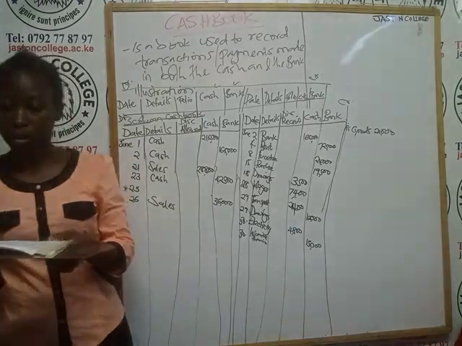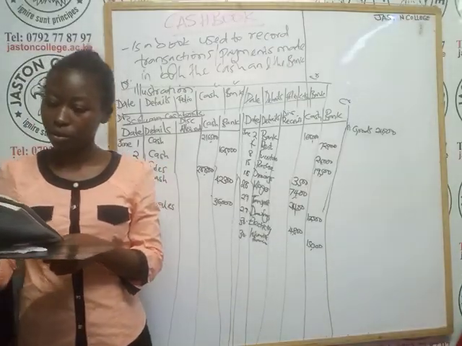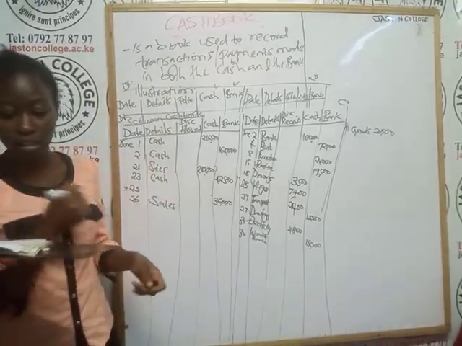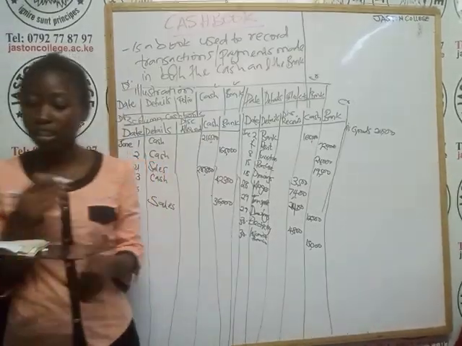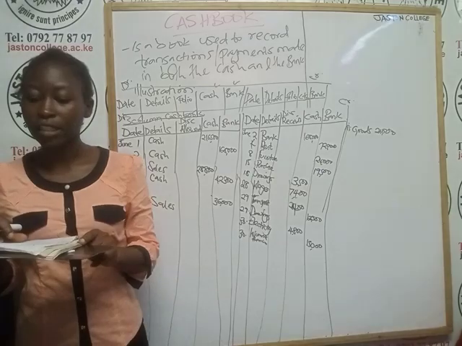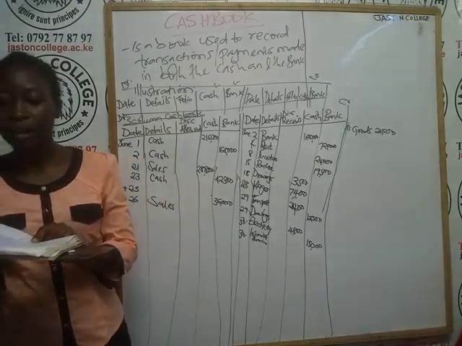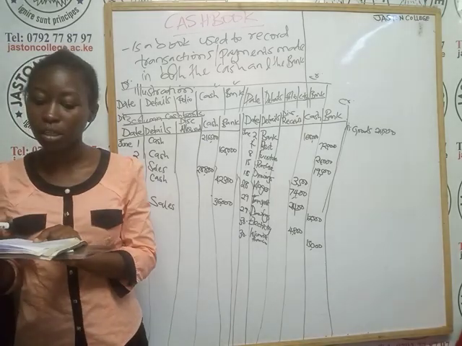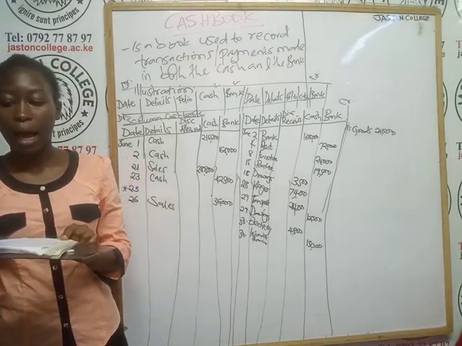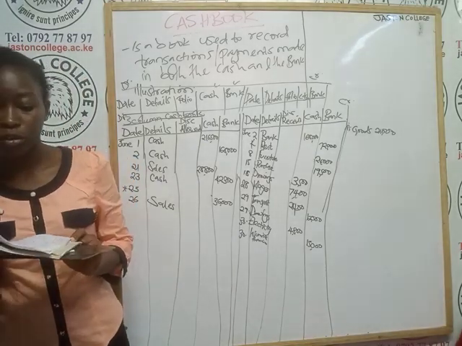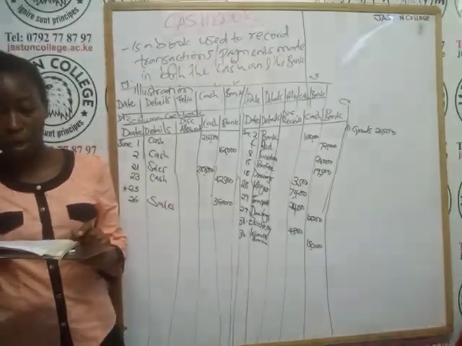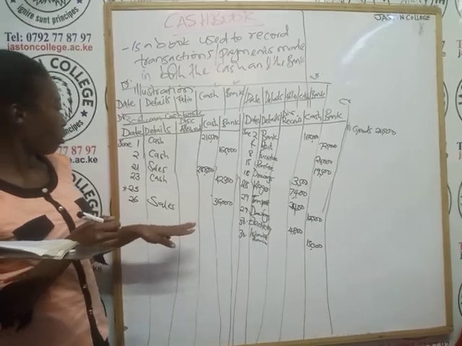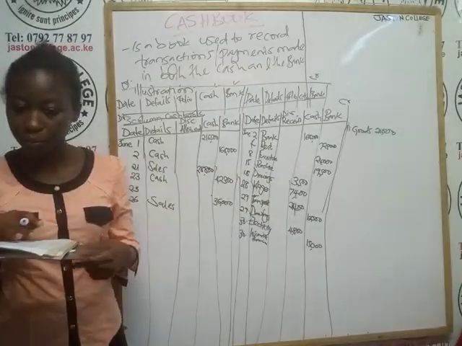So my good students, on the same date, we have one more transaction. On the 30th, he received 13,800 in cash from Tickings in full settlement of the amounts due from him. So Tickings was our debtor.